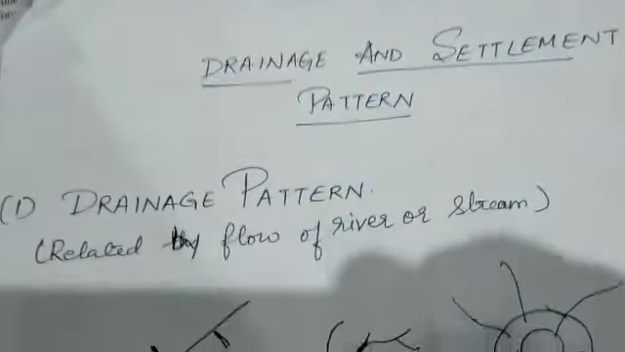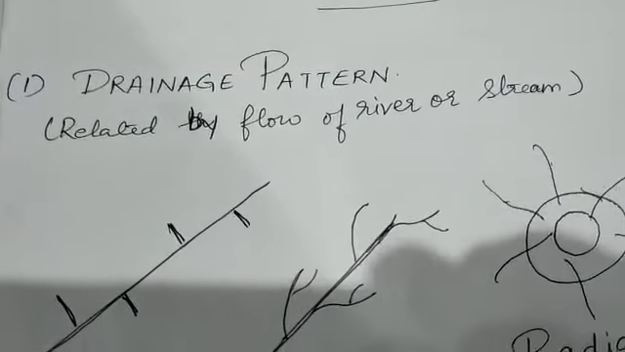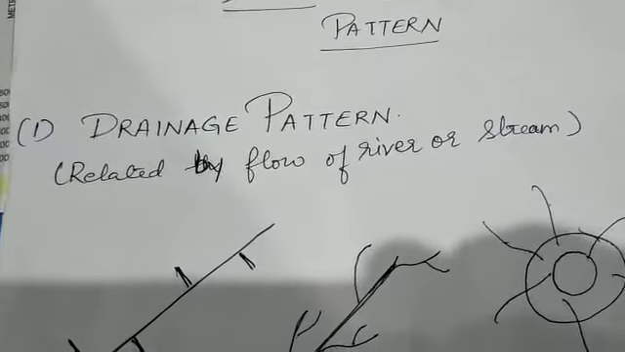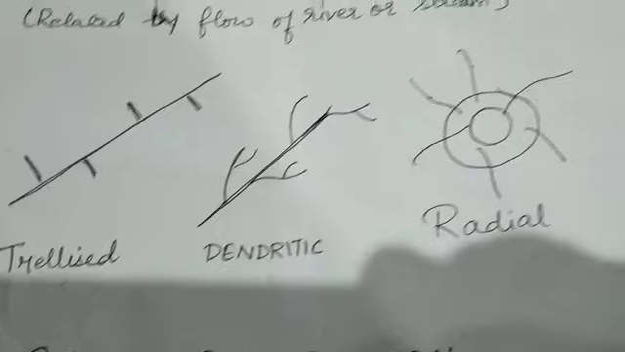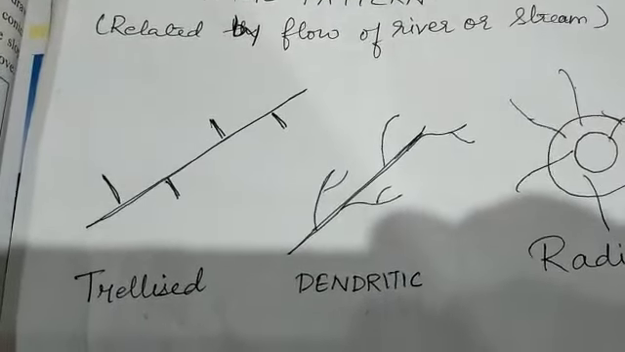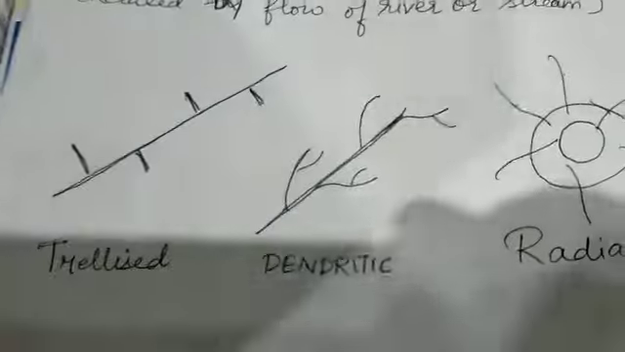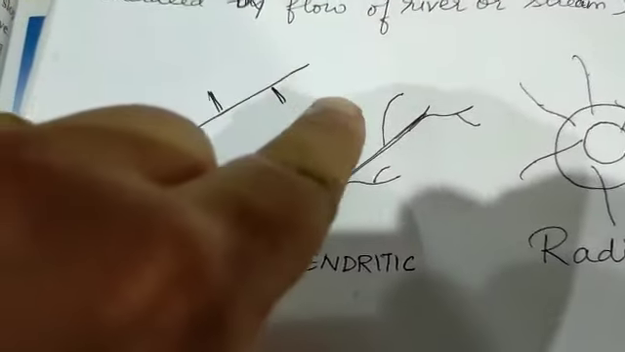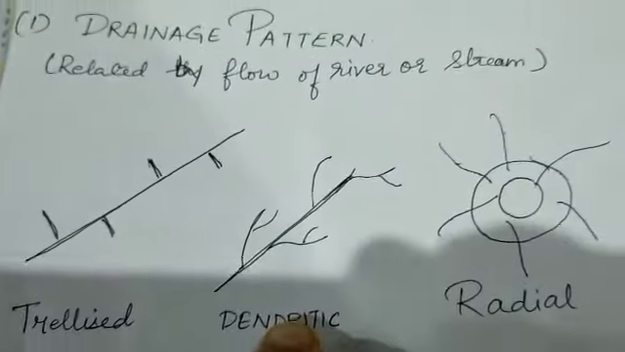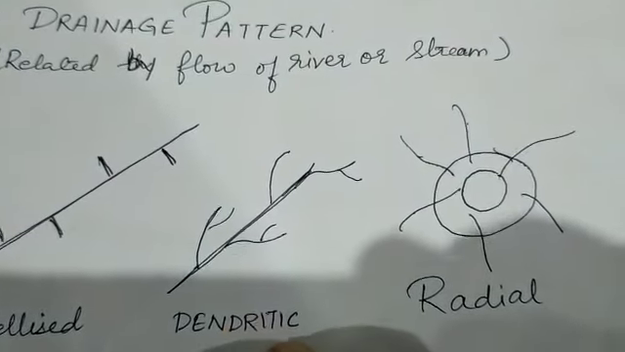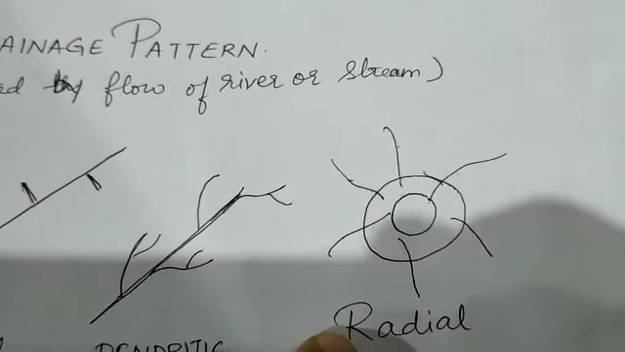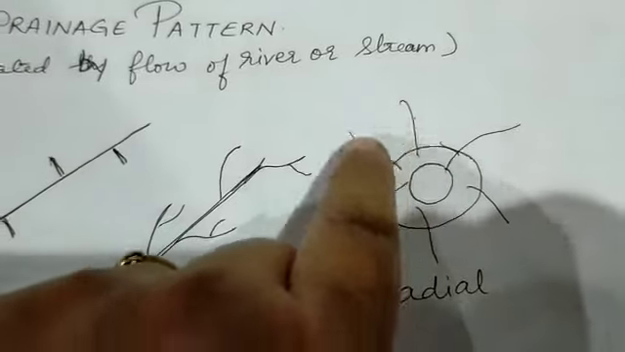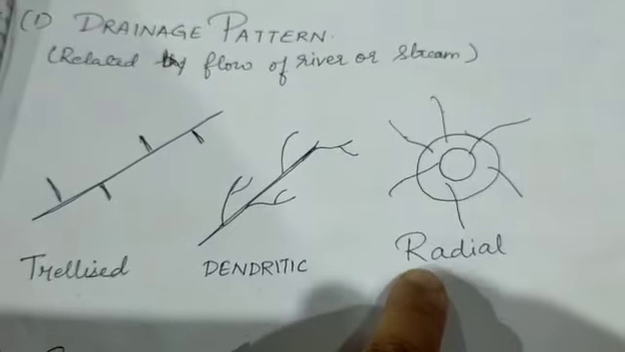Now next comes the drainage and the settlement pattern. The drainage pattern will show the streams of water, related to the flow of the water. First you can see three forms: trellis, dendritic and radial. First is trellis. You will find that the streams of water flow at a right angle. You can see this, it is a right angle. And dendritic, where branches of a stream of the river will be there. And radial, from the top of the mountain, the rivers or the rainwater flow outward. That is called the radial drainage pattern.